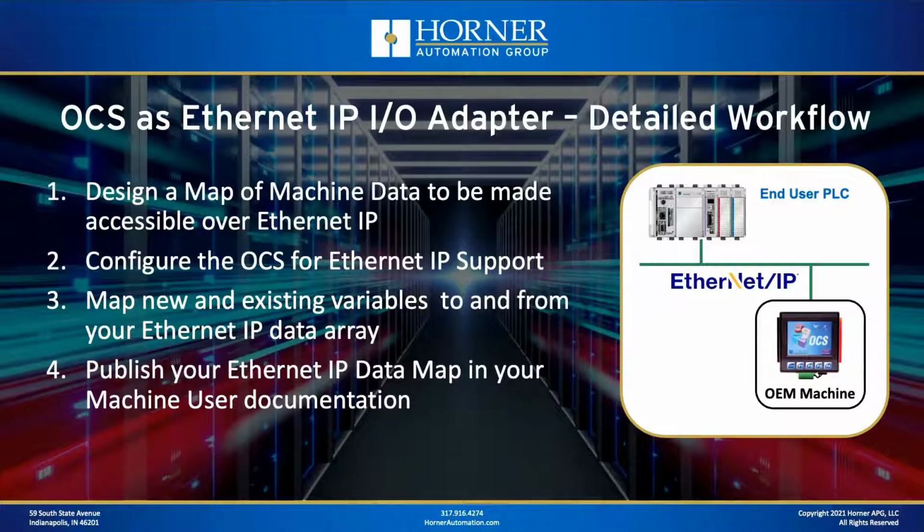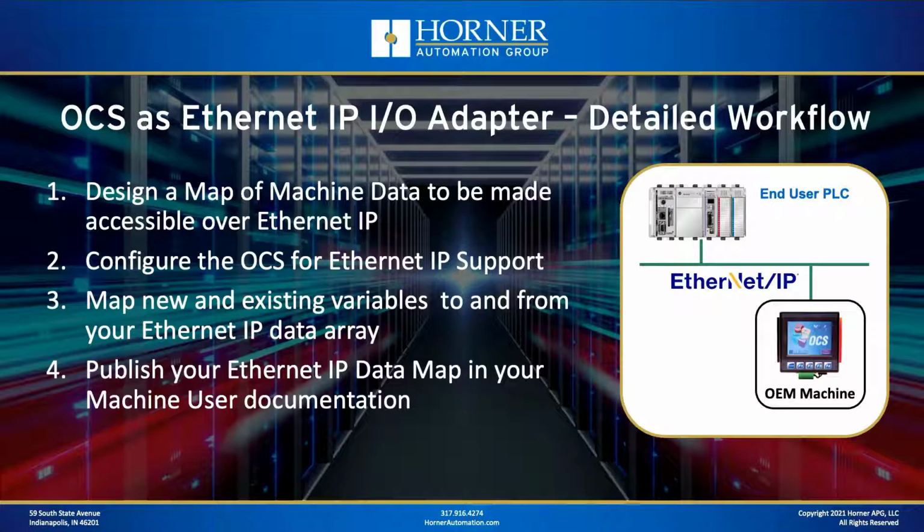When we're using the OCS as an Ethernet IP I/O adapter so that our machine can share data with our end user's PLC, what is the workflow? What's the process we need to go through to make this happen? Well, there's really 4 steps. We need to start by designing a map of the machine data that we want to share. Because we don't want to share everything, obviously, all the data of our machine. We just want certain variables that are appropriate, in our case, to share with our customer.